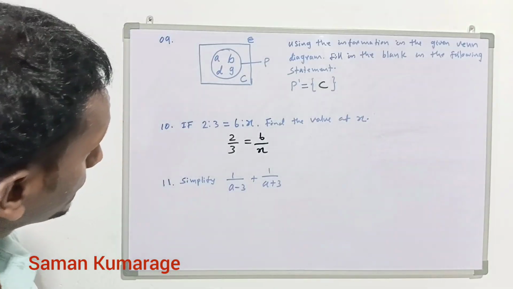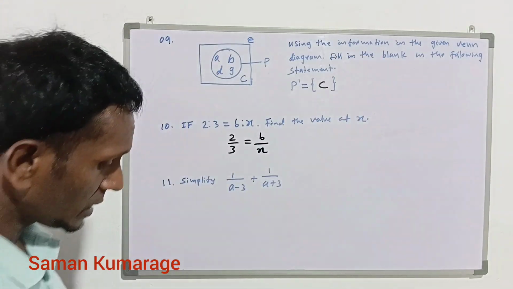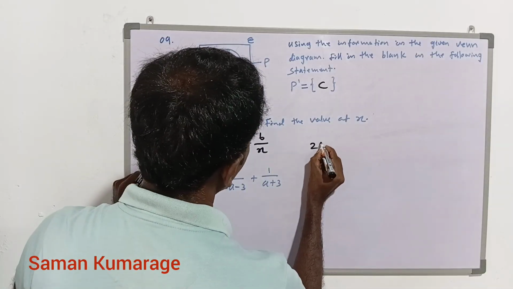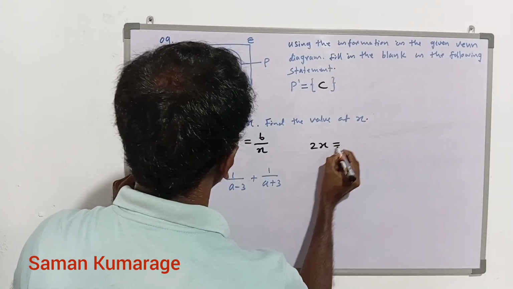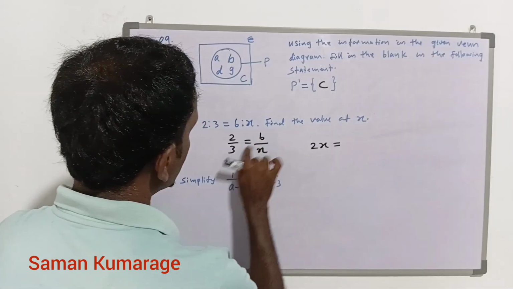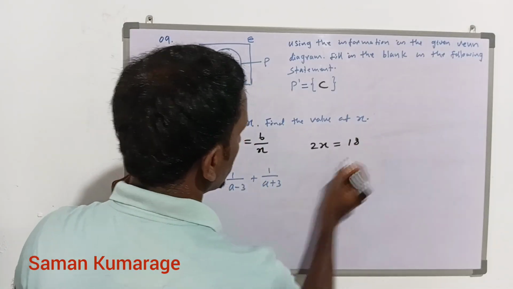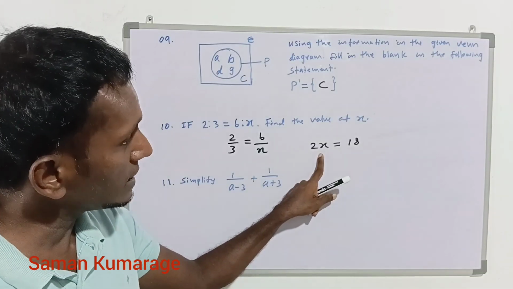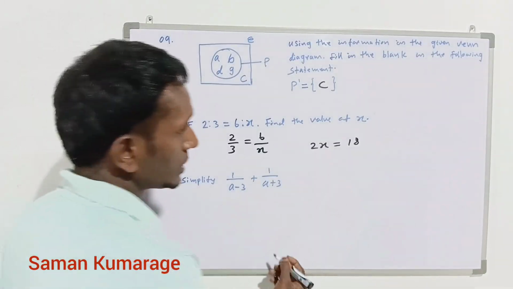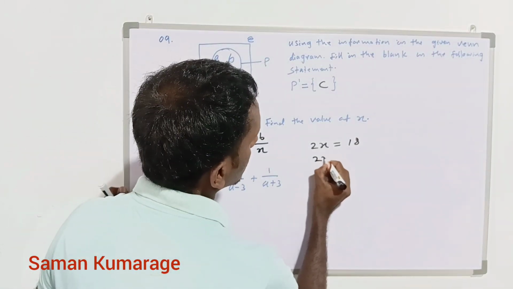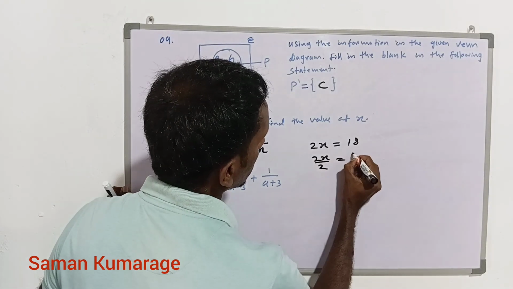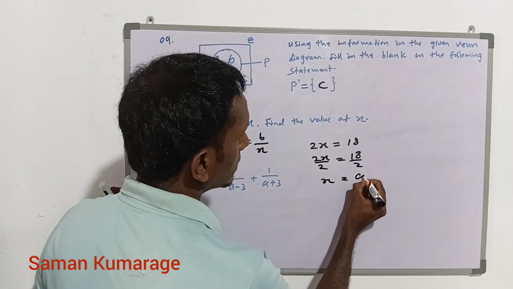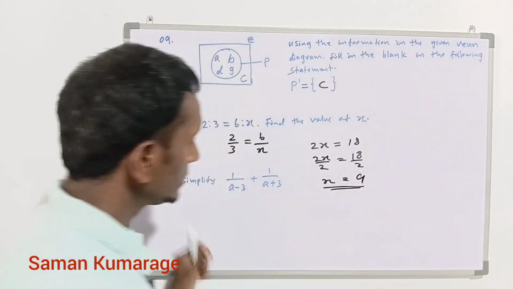Now, if you cross multiply this, you will get 2x equals 6 times 3, 18. To find the value of x, we need to isolate x by dividing both sides by 2. 2x divided by 2, 18 divided by 2. The answer is x equals 9.